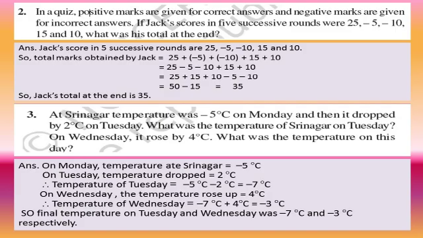On Wednesday now, the temperature rose by 4 degrees Celsius. Rising means it is increasing. Increasing means the integer will be denoted as positive. So the temperature on Wednesday is -7, as it was on Tuesday, plus 4 degrees Celsius. Now both the integers are having different signs. They will be subtracted. 7 minus 4 becomes 3, and which integer is bigger here? In absolute value, 7. What is the sign? Minus. So the final answer will be -3 degrees Celsius.